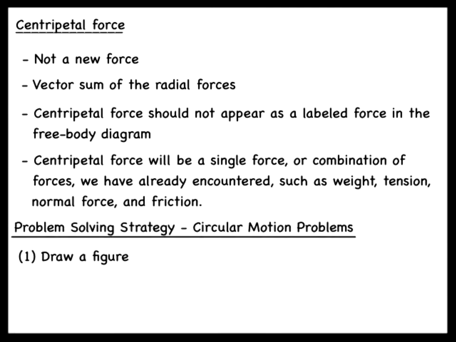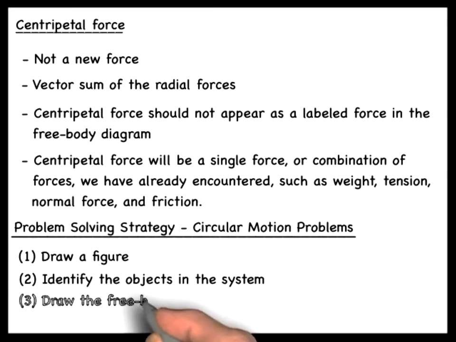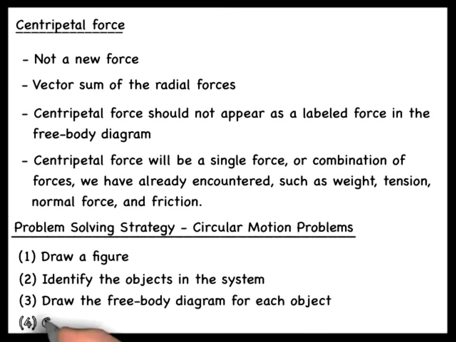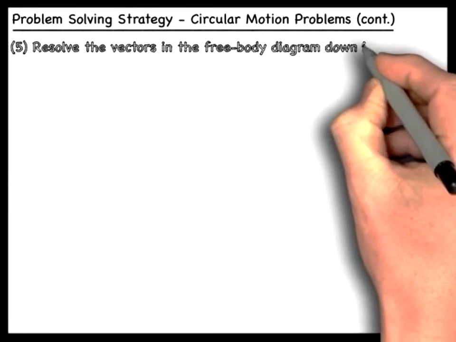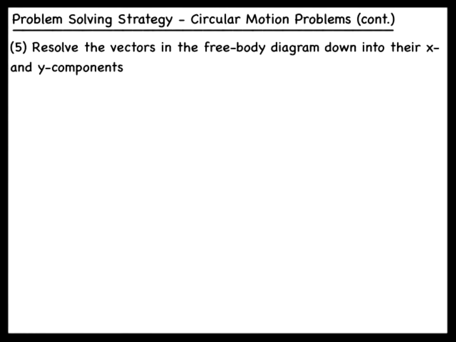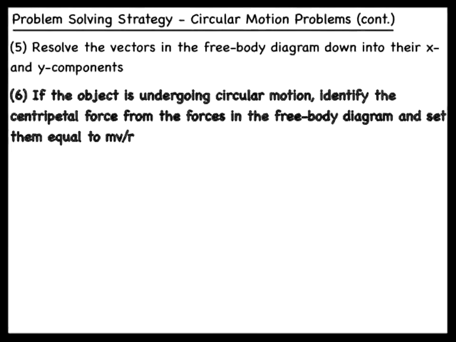First, draw a figure if one is not provided for you. Second, identify the object or objects in the system. Third, draw the free body diagram for each object. Fourth, choose a convenient and appropriate set of coordinate axes. Fifth, resolve the vectors in the free body diagram down into their x and y components. Sixth, if the object is undergoing circular motion, identify the centripetal force from the free body diagram and set it equal to mv squared over r. Let's look at a couple of examples of circular motion and how we identify the centripetal force in each situation.